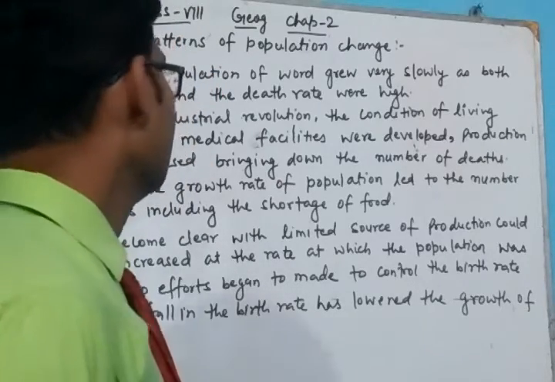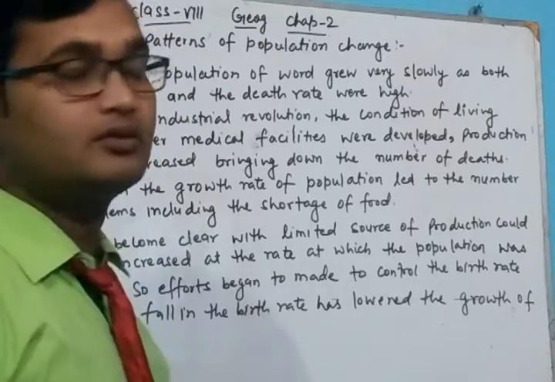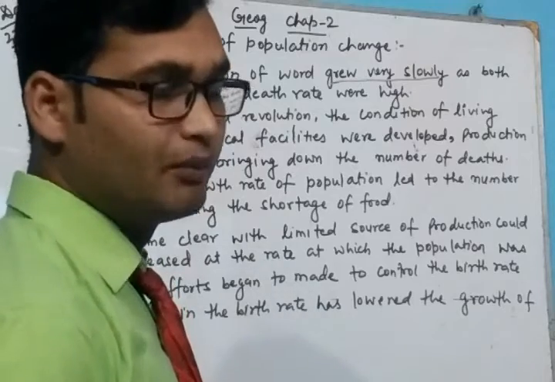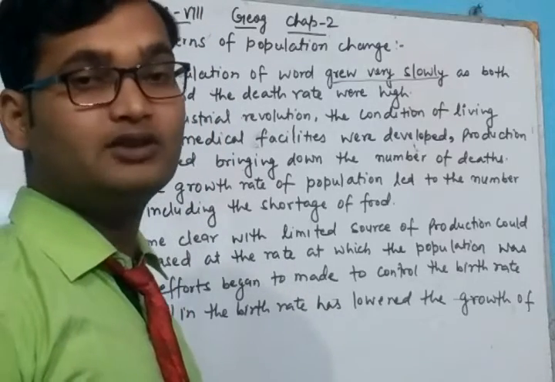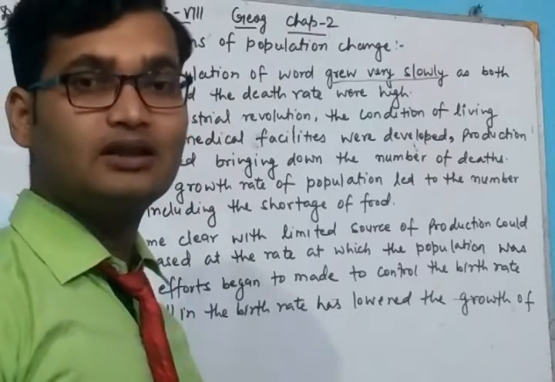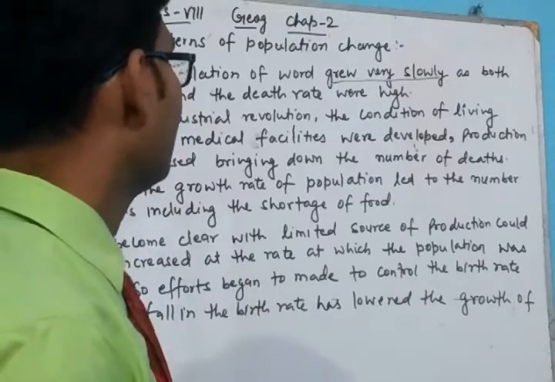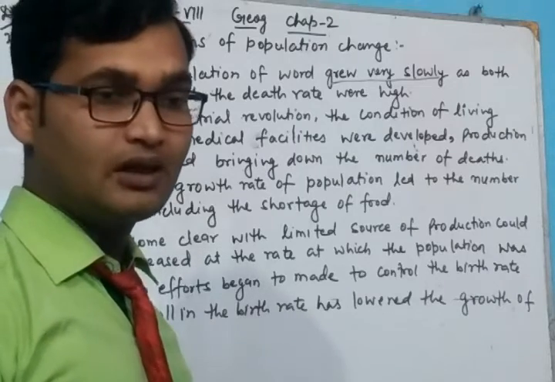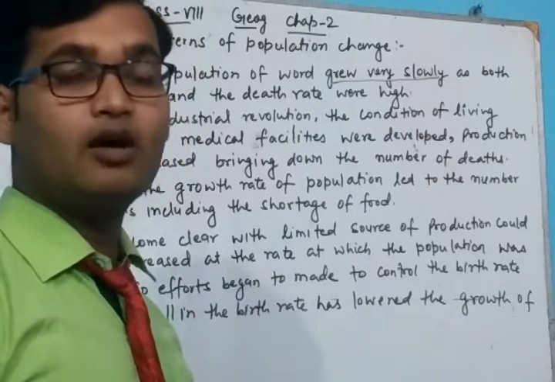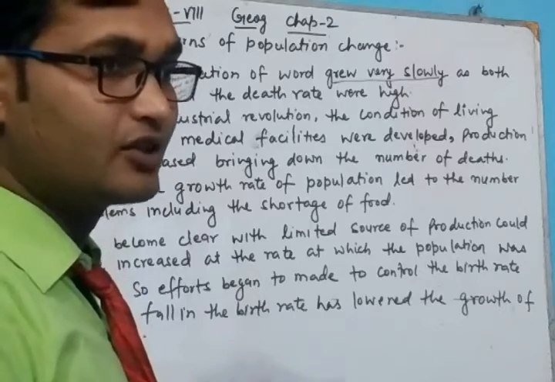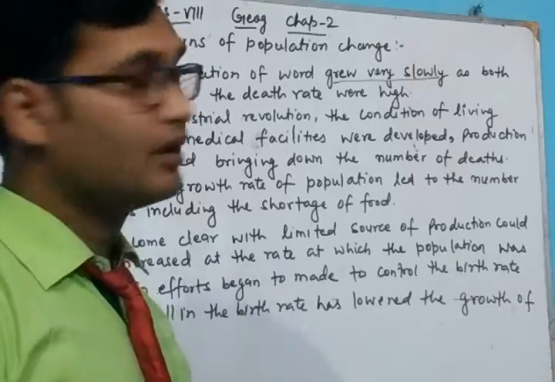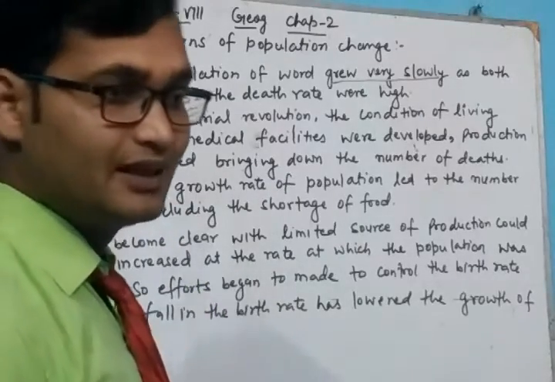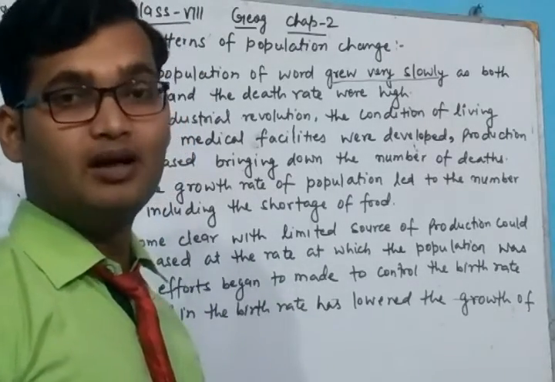Let's see. Initially the population of the world grew very slowly, because the birth rate and the death rate of the world were very high, so the population growth was less. That means there was very little growth in the population. But after the industrial revolution, after the initiation of medical facilities and the discovery of foods, the condition of living improved.